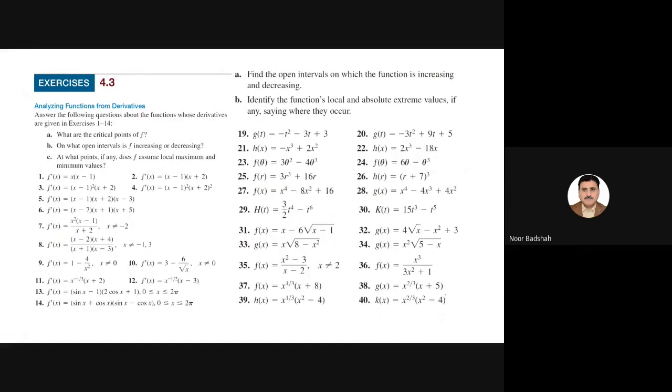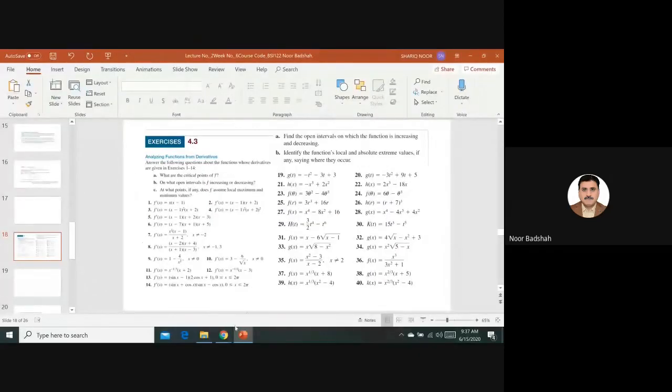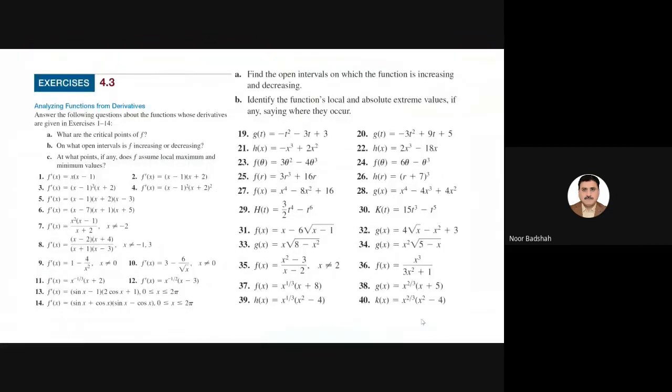Let me do question number 33 or 34. Which one is? Let me do 34, right? Okay, let me do question number 33. x under root 8 minus x square. I'm just explaining it. The rest you will do yourself.